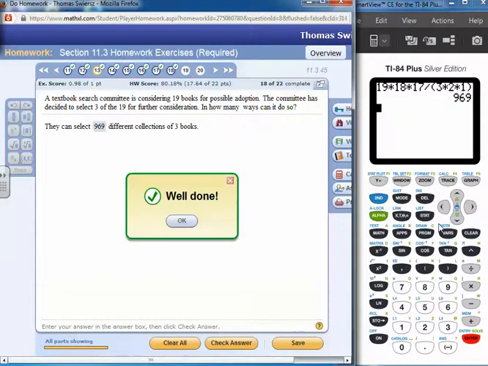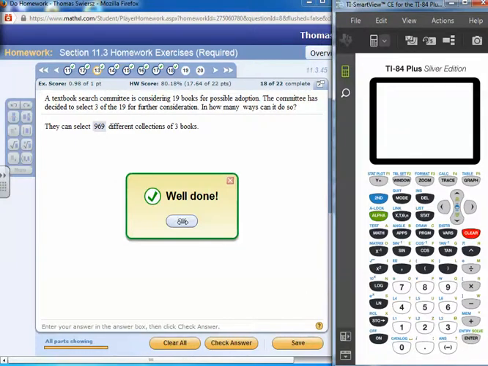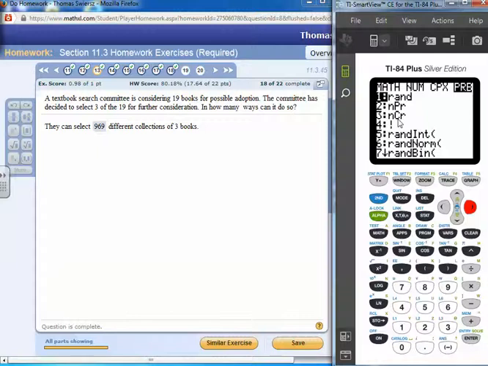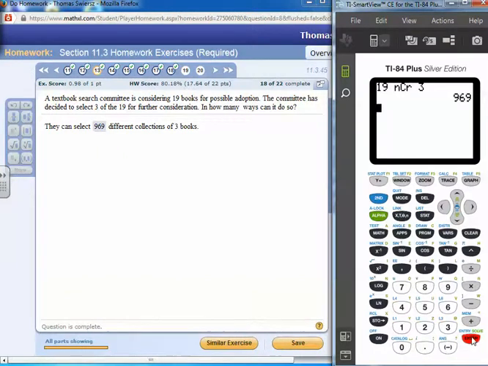Now remember, the combination key is on your calculator. You can just put in the total number you're working with, which is 19, then hit the math key, and use your right arrow to go over 3 times. The combination key is number 3, so go down to number 3, highlight it, hit enter, and then put in the number you're selecting, which in this case is 3 books, and hit enter again. You get your answer, 969. The formula for combination is built into the calculator, so I definitely encourage you to use it. It's a lot faster and easier than doing it by pencil and paper.